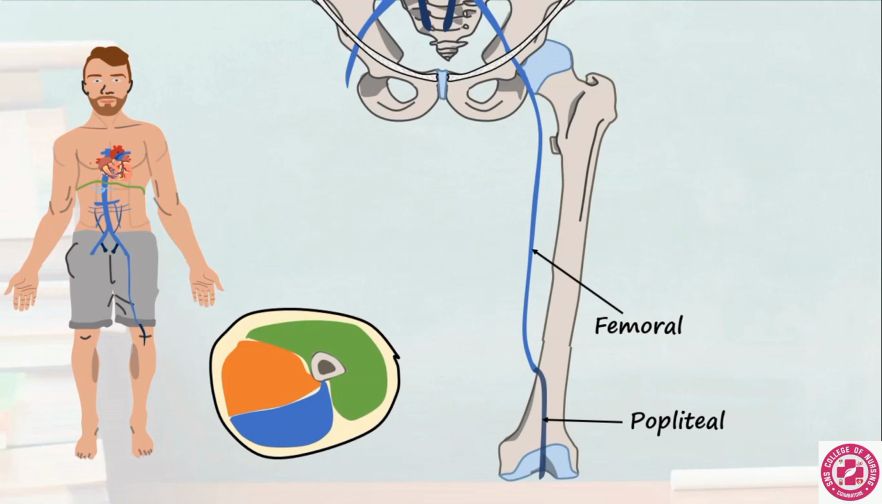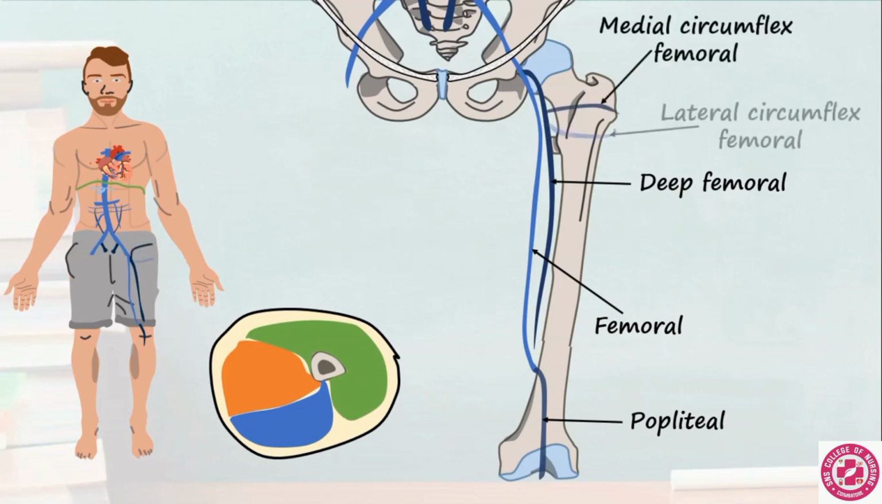Also draining into the femoral vein is the deep femoral or profunda femoris vein. This accompanies the deep femoral artery and takes blood mostly from the posterior compartment. Joining the deep femoral vein are the medial and lateral circumflex femoral veins, which drain the hip.